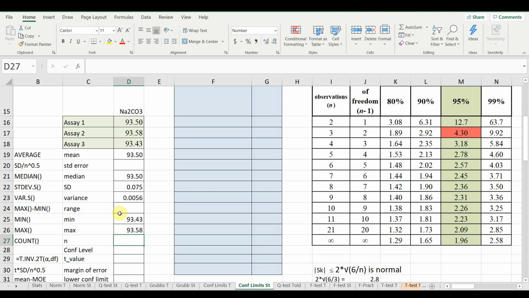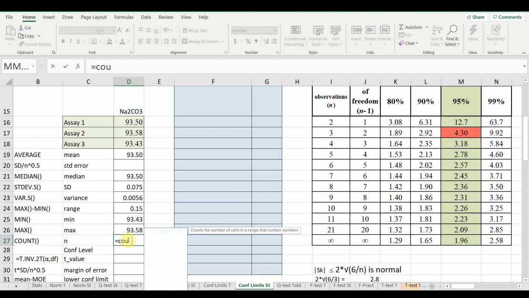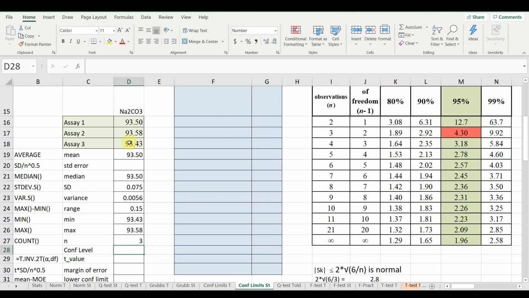All right, now we can get the max minus the min. That'll be equal to cell D26 minus cell D25. That's 0.15. The count is simply the number of samples, equals COUNT, tab, and select. So as we suspected, there's 3 samples.